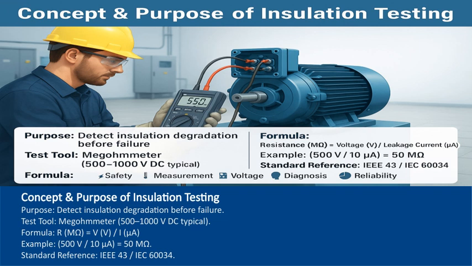This voltage helps us accurately measure the insulation resistance. Speaking of measurements, there's a simple formula we use. Resistance in megohms equals the voltage applied divided by the current measured. So, if we apply 500 volts and see a current of 10 microamps, the resistance would be 50 megohms. It's also important to note that we refer to standards like IEEE 43 and IEC 60034 to ensure our testing procedures and results are consistent and reliable. Overall, insulation testing is a vital part of maintaining equipment health and ensuring safety in electrical systems.